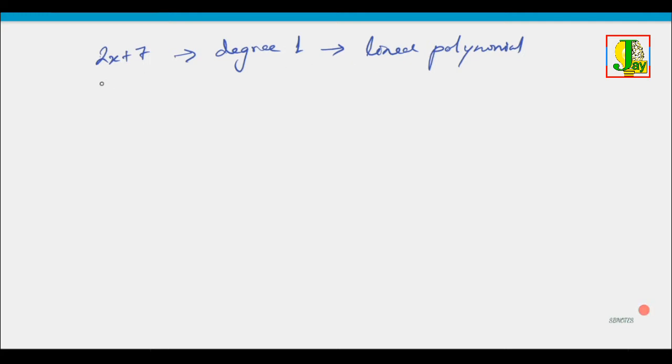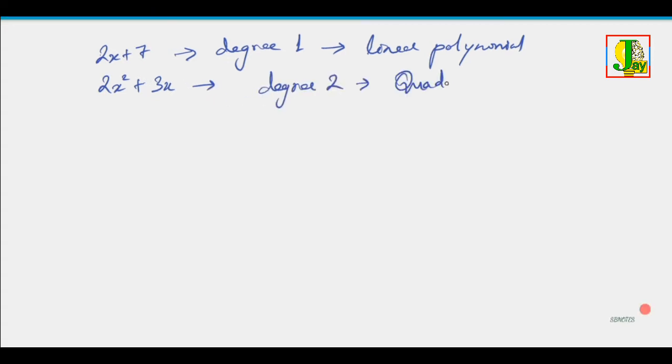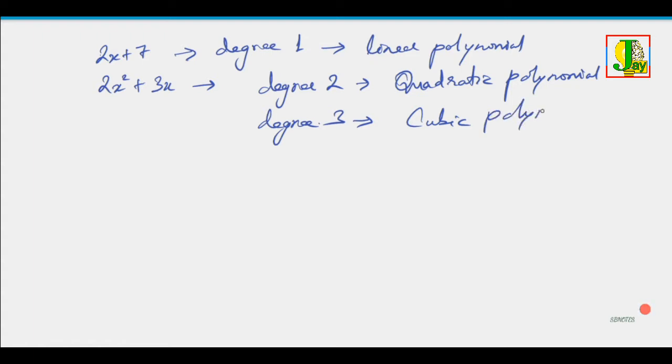If I have a degree with the power 2, say 2x squared plus 3x. So here the degree is 2. It's a quadratic polynomial. Sorry. If the degree is 3, it is known as a cubic polynomial. Like say 5x cubed plus 7.